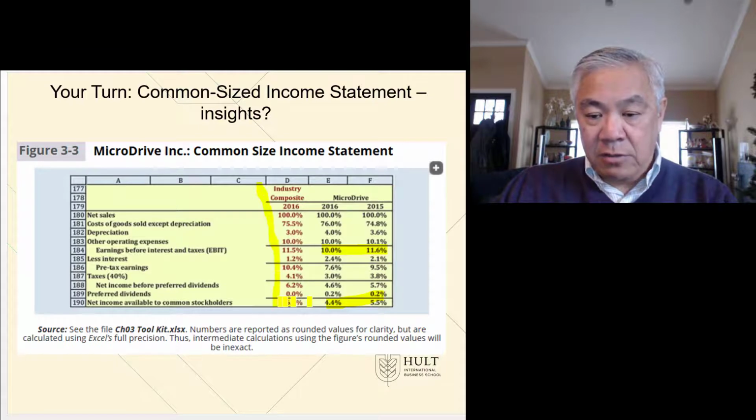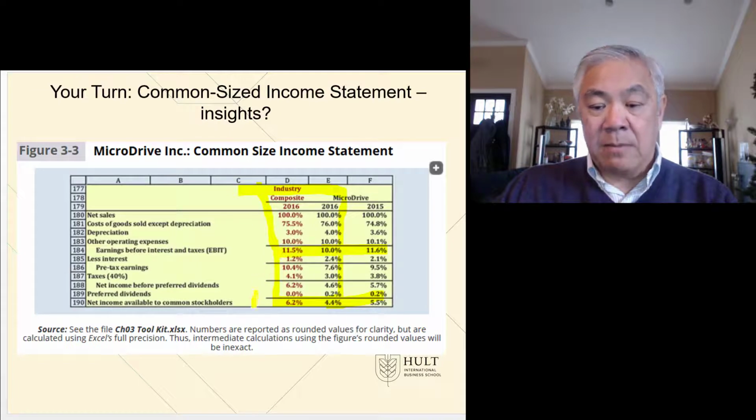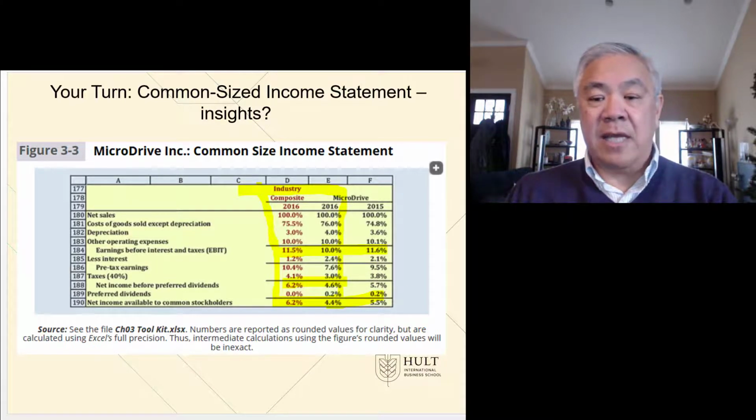And now we shift gears to look at the industry versus Microdrive, and we see the same trend where net income is less for Microdrive than the industry. The operating income is less for Microdrive and the industry, and of course, the pre-tax is also less. So this is a very quick way to see and to quantify the lower profitability of Microdrive compared to itself from year to year, and also compared to the industry at large.